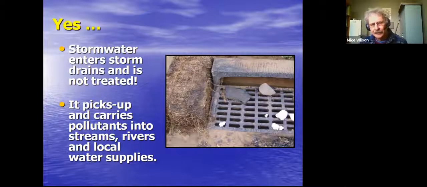It enters storm drains and it's not treated. That's the biggest dilemma right there, is that it's not treated. Because stormwater picks up and carries pollutants into our streams, rivers, and local water supplies. And it picks up all kinds of stuff you couldn't even imagine, the stuff that is found in these catch basins on a yearly basis. And of course, now we are in the era of the pandemic. Masks and gloves are easily transported by stormwater into our catch basins, so that is one of the red flags we want to keep an eye out on right now.